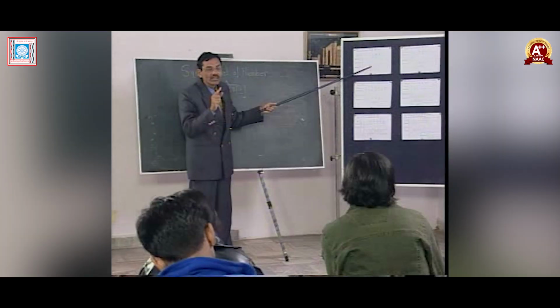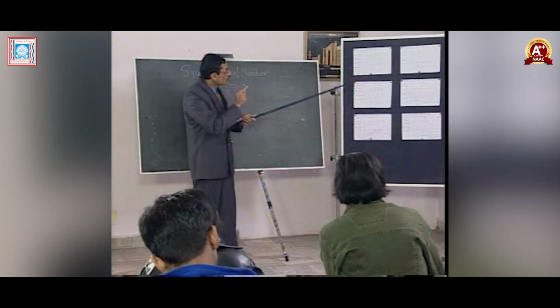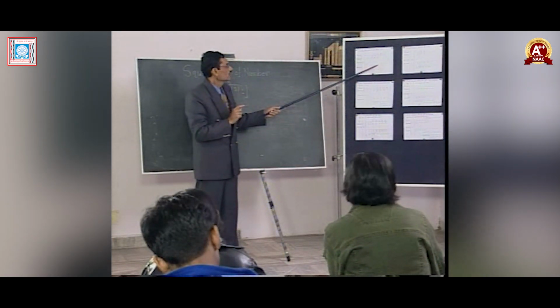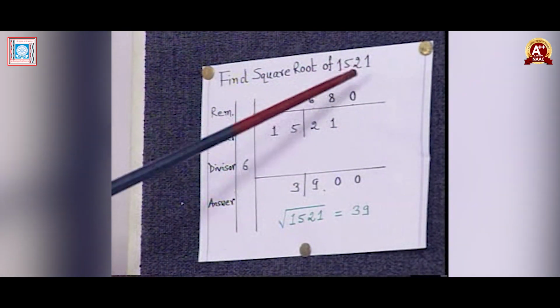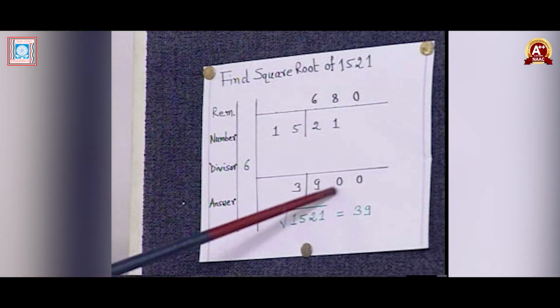81 minus the duplex of 9. That is 81 minus 81, 0. 0 divided by 6 will give 0 quotient, 0 remainder. We discontinue the procedure because all the digits are taken care of. 1521. Now the answer. There are 3 digits, 390, in the answer line.